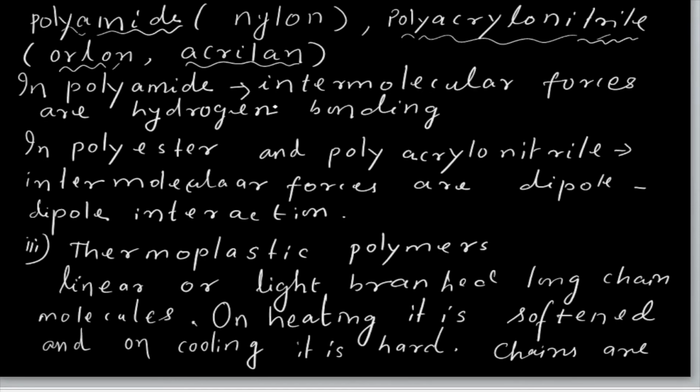In polyamide, the intermolecular forces are hydrogen bonding. In polyester and polyacrylonitrile, the intermolecular forces are dipole-dipole interactions. That means in polyester this force exists, and in polyamide hydrogen bonding exists.